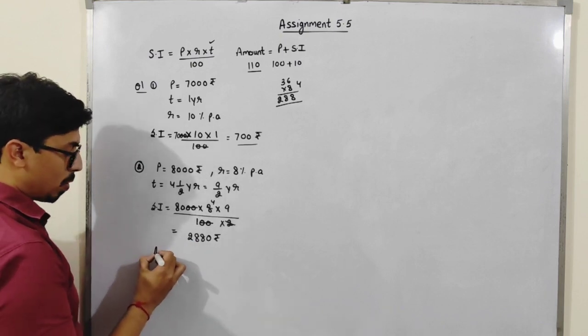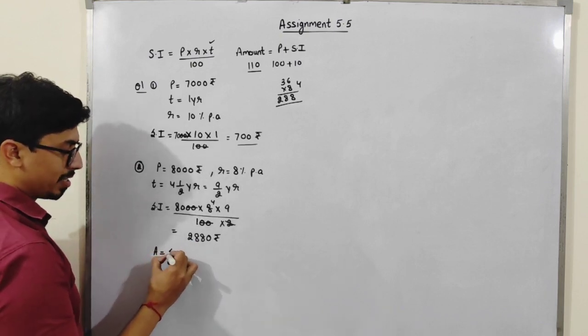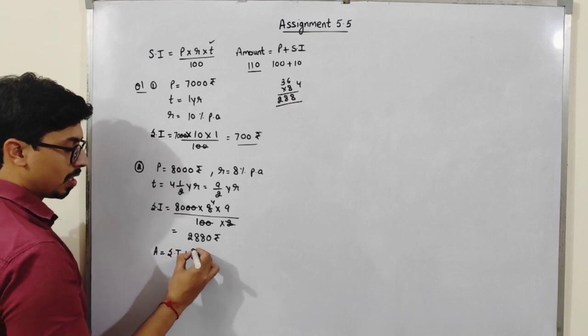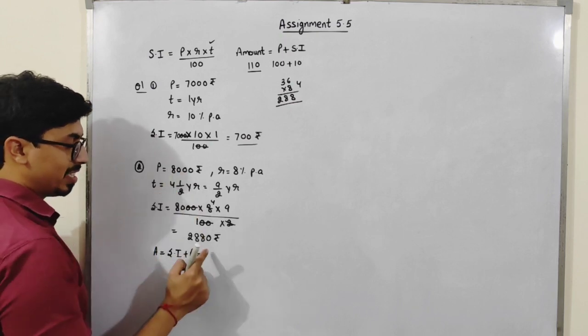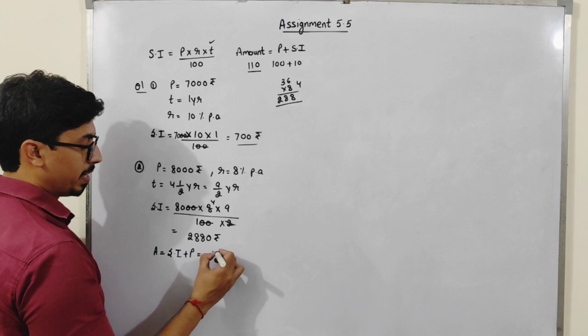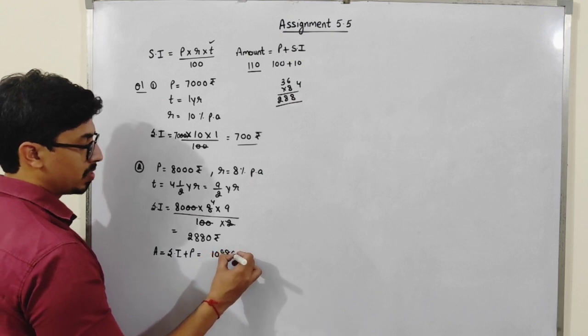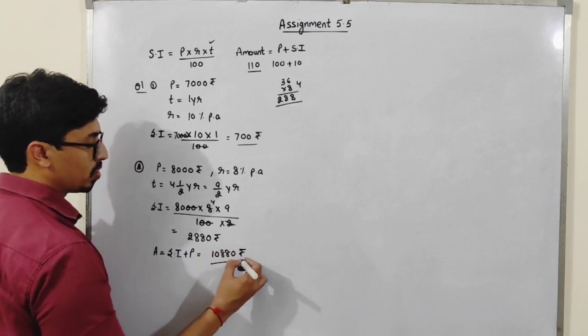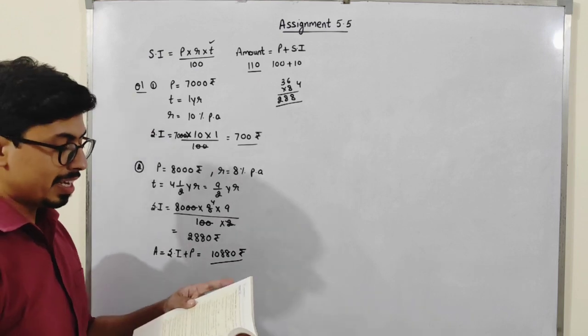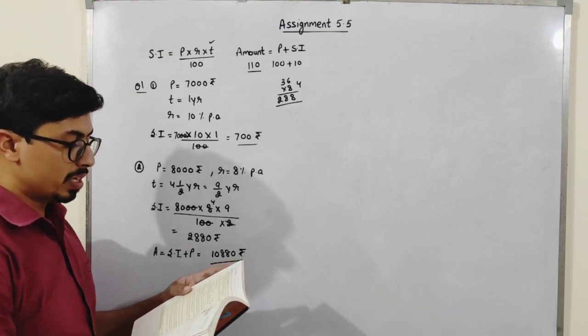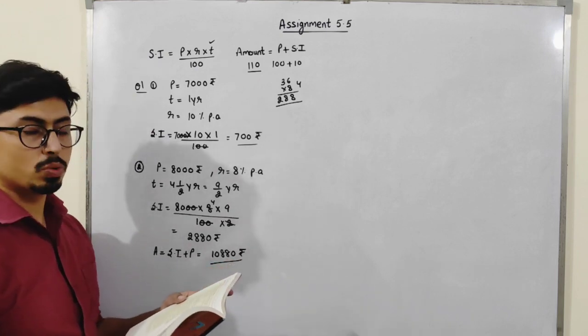So the total amount is equal to simple interest plus principal. So if I just add these two, students, how much will it be? 10,880 rupees. So 10,880 rupees he has to pay. So that is part number B, students.